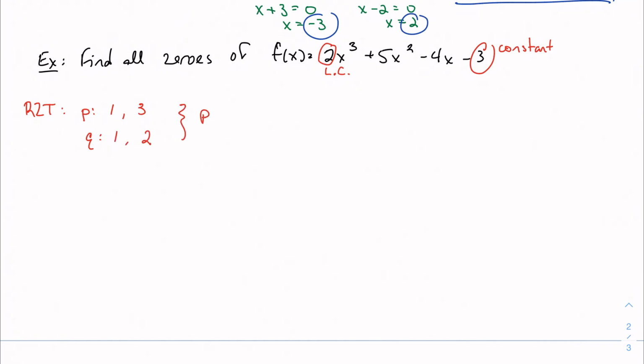So my possible rational zeros are, again, plus and minus all of my possible p over q's. So start with 1 for p, divide by all the q's. So 1 over 1 is just 1. We got 1 over 2 is 1/2. I'm going to do the same thing with 3, so 3 over 1, 3 over 2. 8 possibilities. We've got some fractions now thrown in the mix.